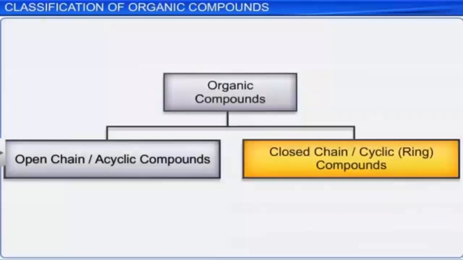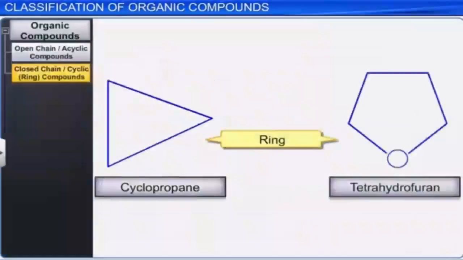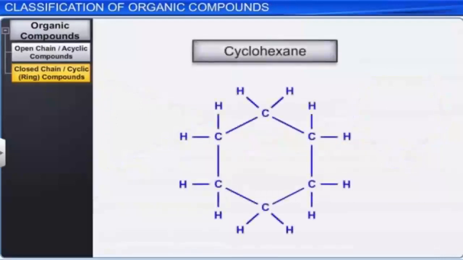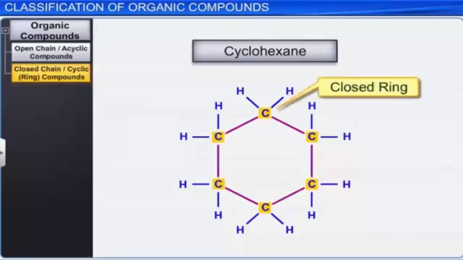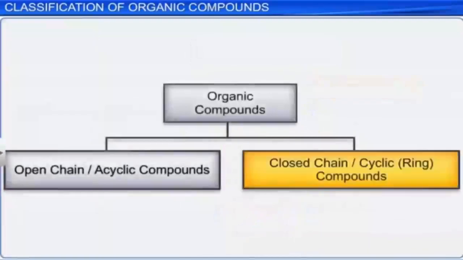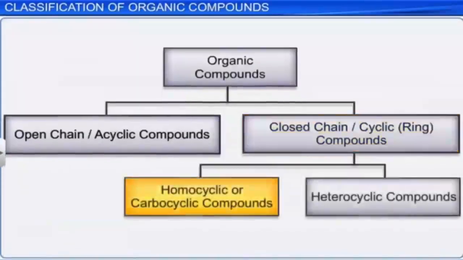In a cyclic or ring or closed chain compound, the carbon atom and any other atom, if any, are joined together to form a closed ring. For example, in cyclohexane, 6 carbon atoms join together and form a closed ring. Cyclic compounds can be further classified as homocyclic or carbocyclic compounds and heterocyclic compounds.